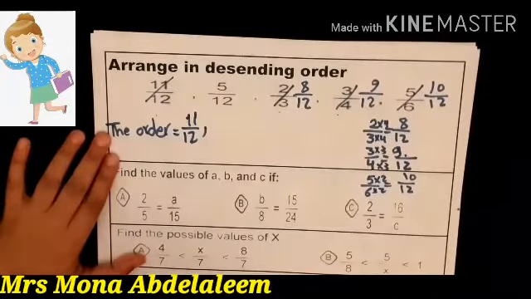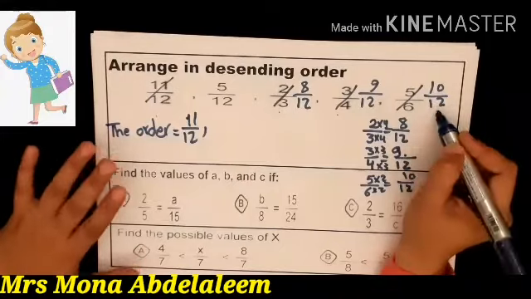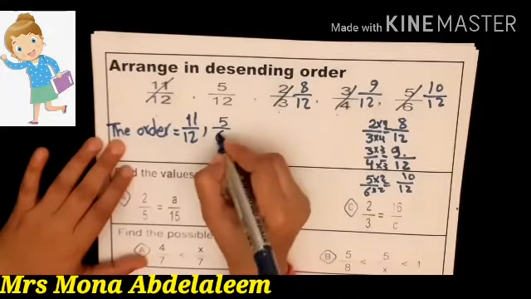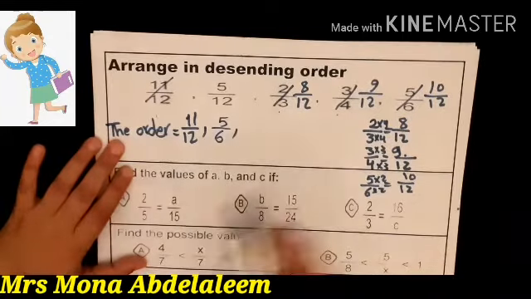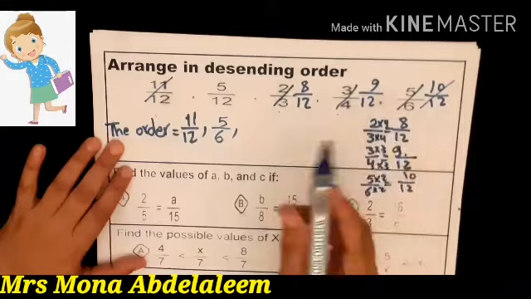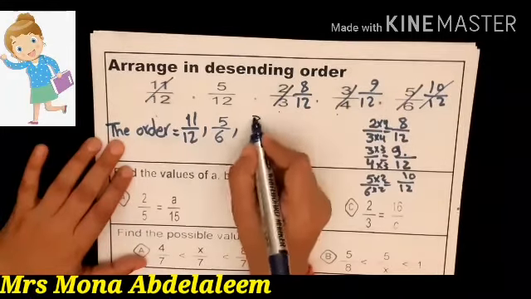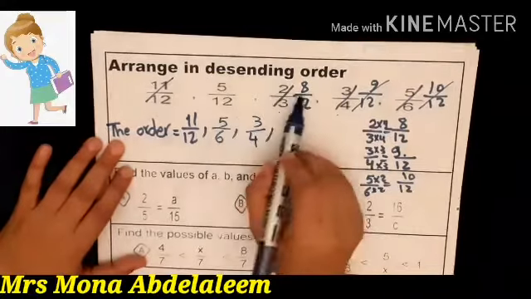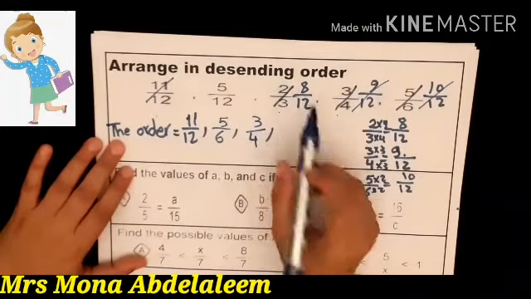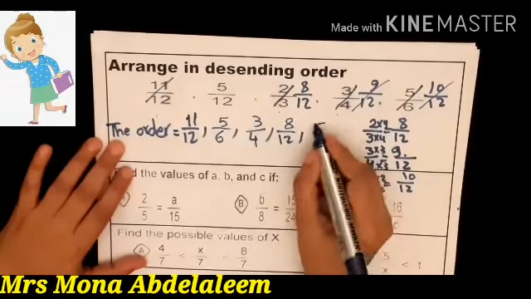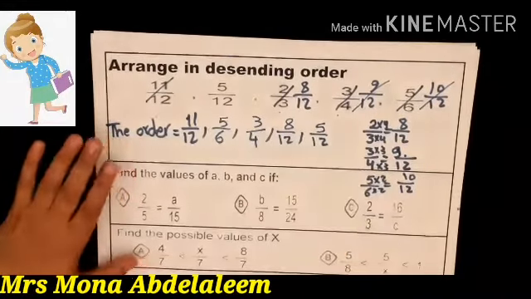Which is greater? 10. I write 10 over 12? No, I write 5 over 6. Then which is greater? Good. 9 over 12. Write what? 3 over 4. 5 over 8. 8. يبقى 8 over 12. And the last one 5 over 12.